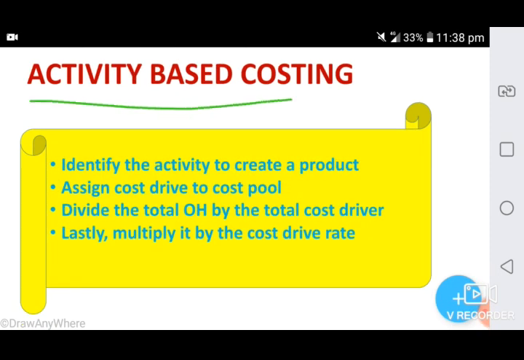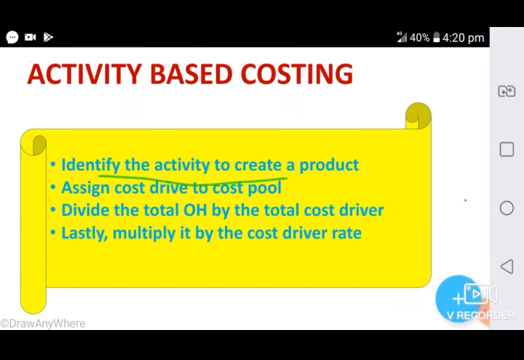Next one, activity based costing. It is an accounting method to find out the total cost of activities necessary to make a product. To use activity based costing, you must understand the process of assigning cost to activities. First, identify which activities are necessary to create a product. Each activity has its own cost pool, so determine the total overhead of each cost pool. For example, purchasing could be its own cost pool.